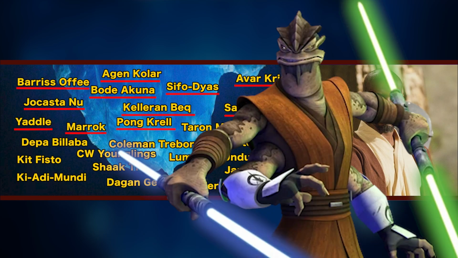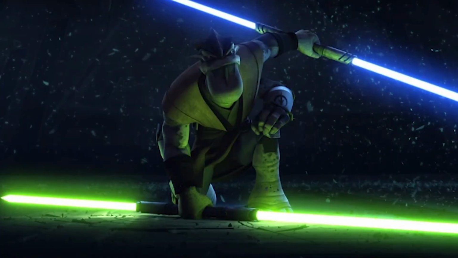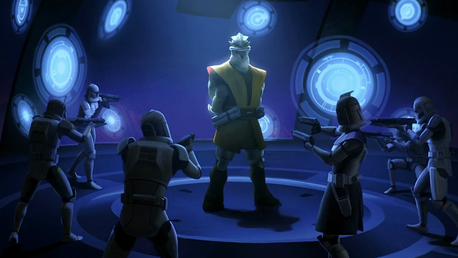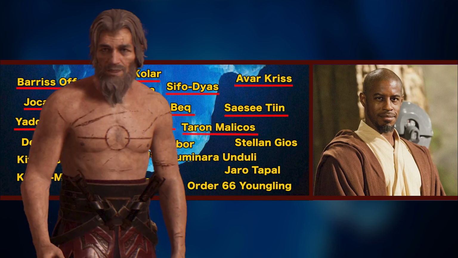Now there's Pong Krell. He was a Basilisk Jedi who had no regard for the clones. He saw a vision of the coming fall of the Jedi and so betrayed the Jedi. He was eventually stopped though by a group of clones. After this is Taron Malicos.